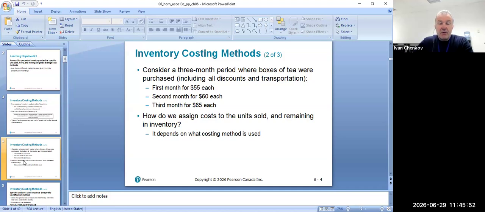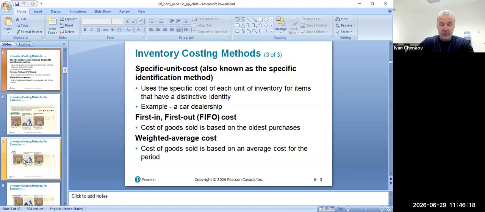Now the question is, how are we going to assign the cost to the inventory that we're selling? And how would we know which of those items, since we're making different purchases, we have in our warehouse? Well, that will depend on the cost method. That's why it's very important to choose the right method, which first matches our business, and second matches the reality that we're living in.